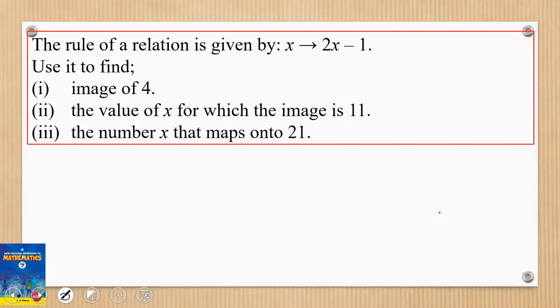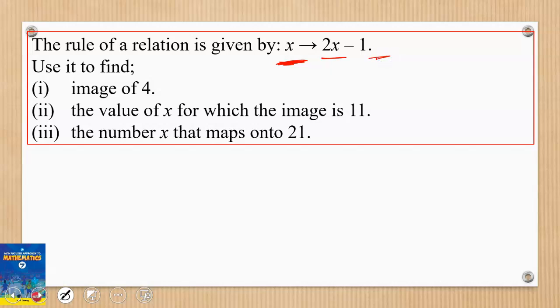So another question I want you to think of is this: the rule of a relation is given. This time they've given you the rule. Use it to find the image of 4, then the value of x for which the image is 11, and then the number x that maps onto 21. Okay, so here the rule says that for whatever value you want for x, just multiply 2 times that x, and then you subtract 1, so you get the image of that.